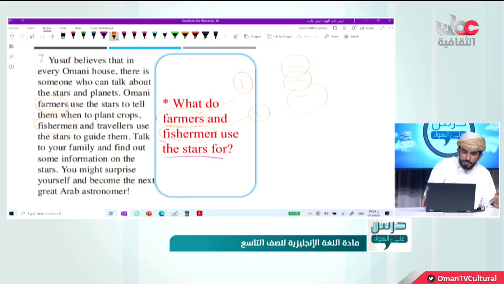So again, farmers, where is it? Farmers use the stars to tell them when to plant crops. This is answer number 1. Answer number 2, to guide them. Exactly. Have you got it?